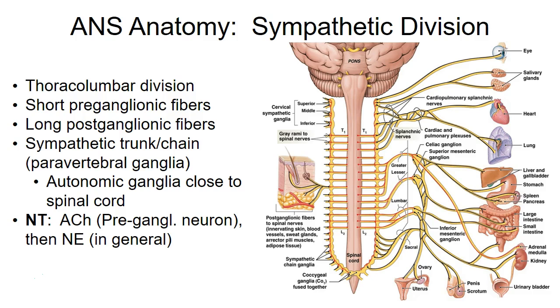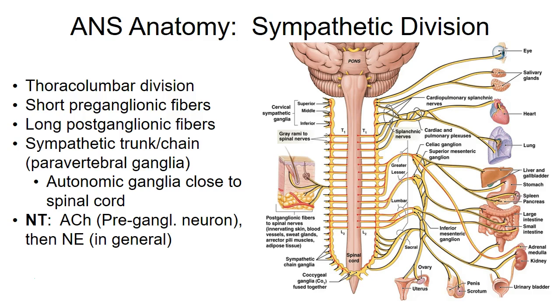Okay? So here's a sympathetic division. There's a lot going on. You don't have to memorize this. All I'm pointing out is that here you see this is thoracic and lumbar, right? This is showing us that these sympathetic fibers are coming out of the thoracic and lumbar regions of the spinal cord. That's different than what we just saw with parasympathetic. So parasympathetic is coming out of the cranial and sacral regions, right?